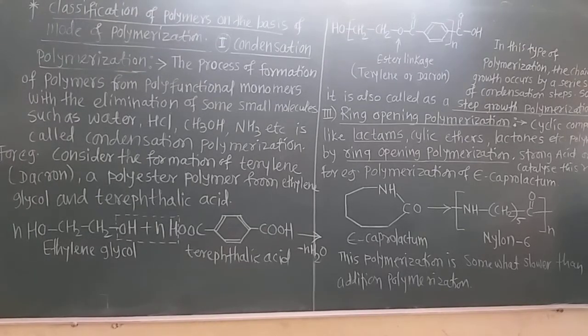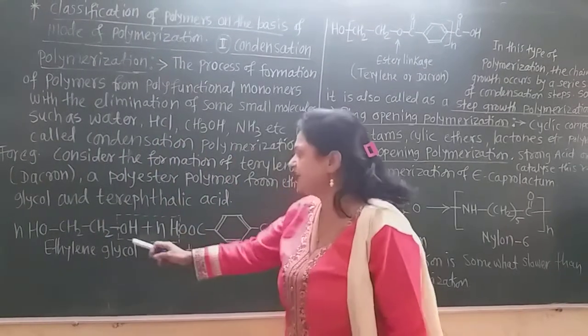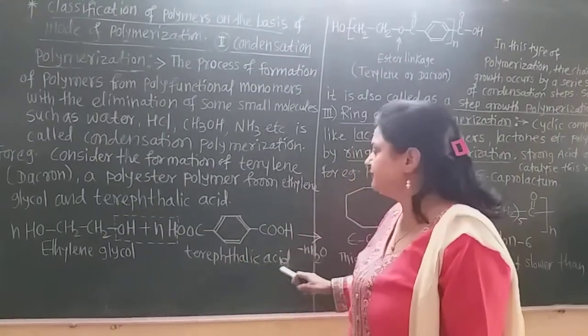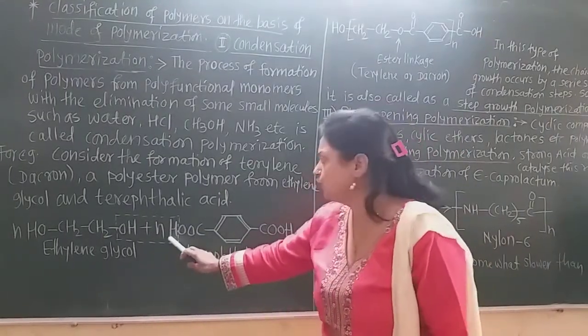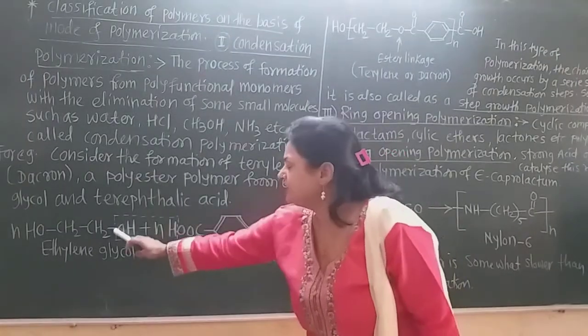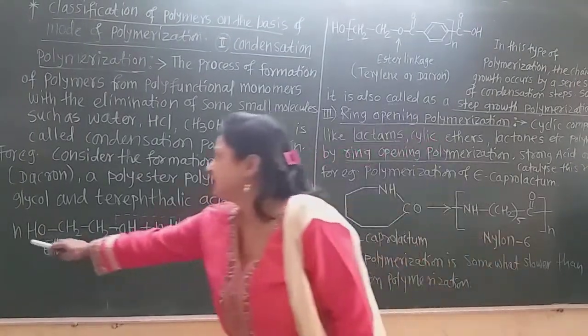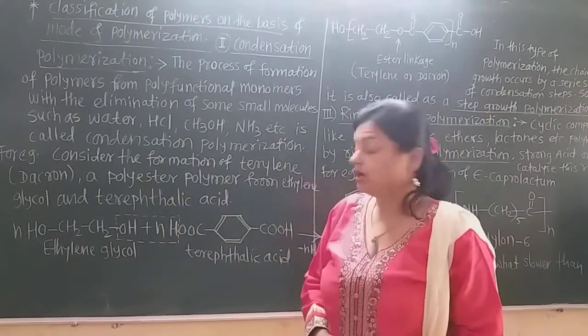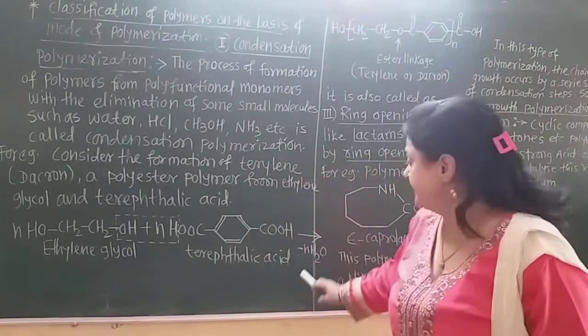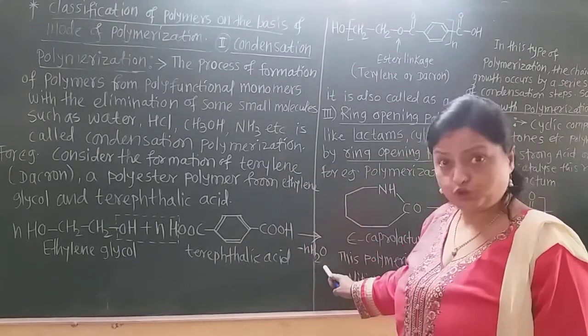Now the first monomer is ethylene glycol. The OH group of this ethylene glycol and the hydrogen of the COOH group of this terephthalic acid, this OH and this H, form n number of water molecules, because there are n number of both of the monomers. So n number of water molecules are eliminated here, minus nH2O.